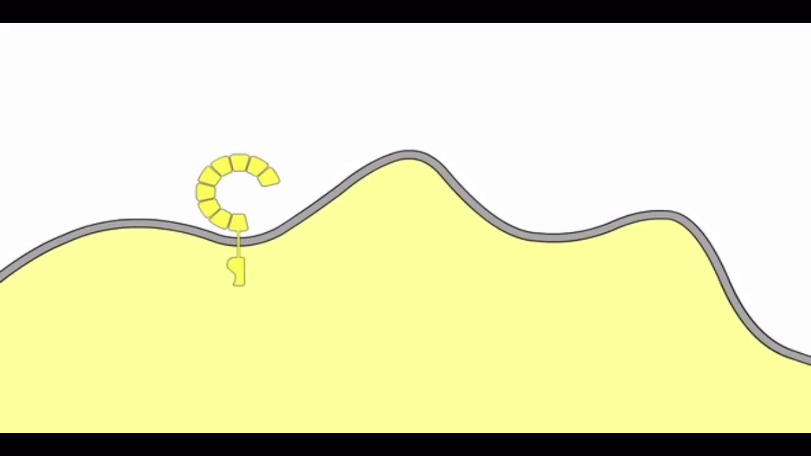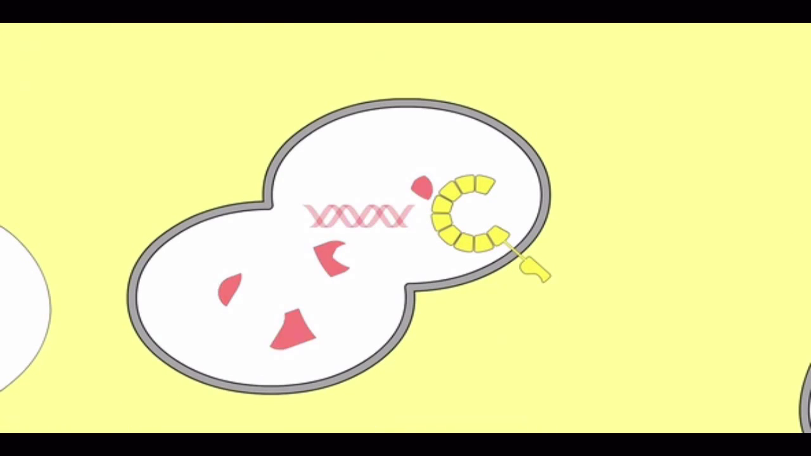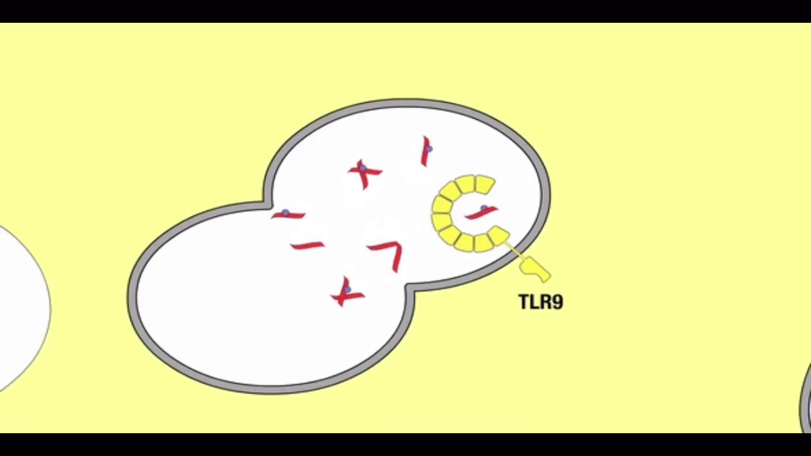For example, TLR5 recognizes flagellin, which is a highly conserved constituent of the bacterial flagellum. Bacterial genomes contain methylated CpG oligonucleotide motifs, which are recognized by TLR9 once the genome has been degraded in the lysosome.